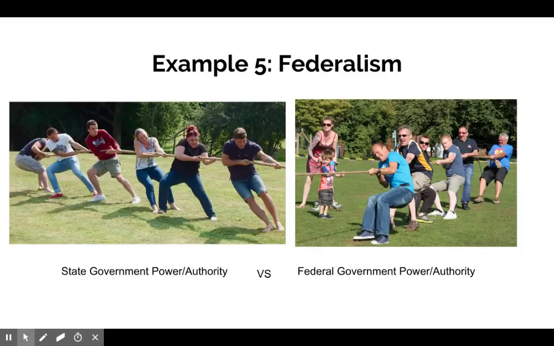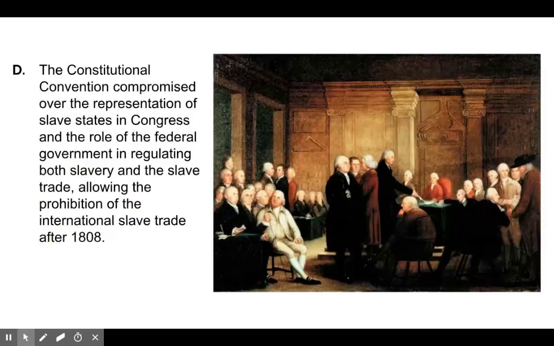Both state and federal government share some powers. Both can pass laws, they can collect taxes, etc. And the second to last thing we're going to talk about is that the Constitutional Convention compromised over the regulation of slave states in Congress and the role of federal government in regulating both slavery and the slave trade, allowing the prohibition of the international slave trade after 1808.